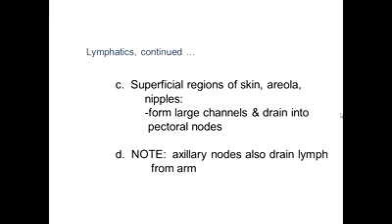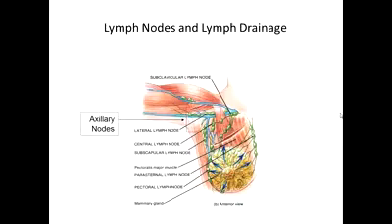Superficial region of the skin, areola, nipples, form large channels and drain into the pectoral nodes. Axillary nodes also drain lymph from the arms as well. So just focus on the axillary lymph nodes. Majority of the lymphatic drainage goes to the axillary lymph nodes.